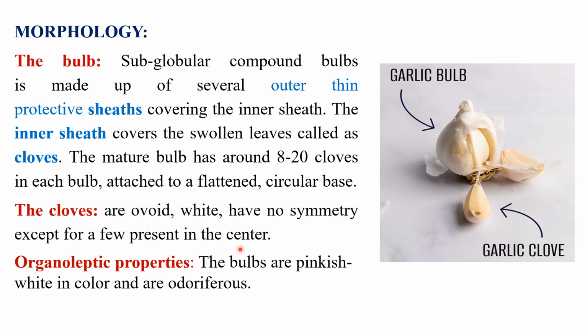About the organoleptic properties of garlic, the bulbs are pinkish white in color. Some species of garlic are white, and others, like the Egyptian cultivars, have a pinkish white color, and of course they are odoriferous, having a very characteristic odor of garlic.